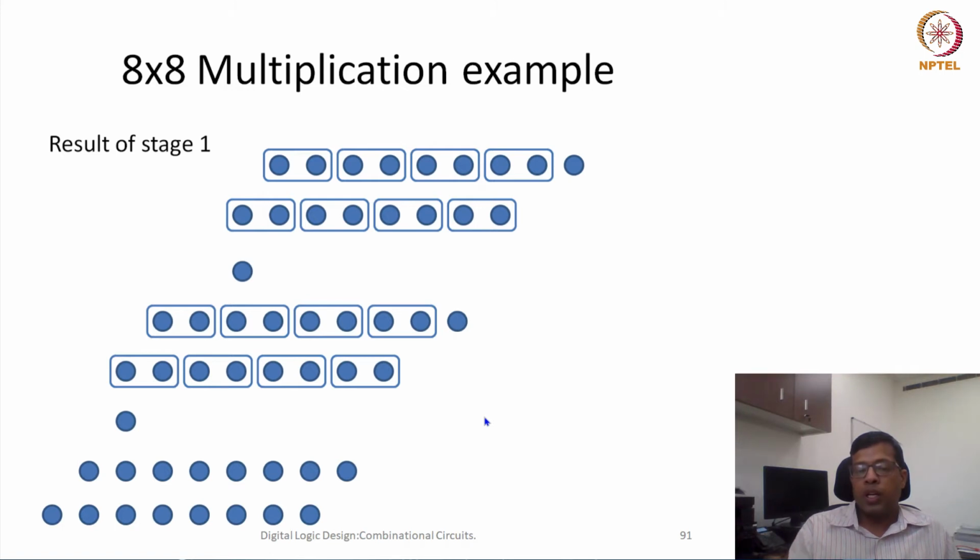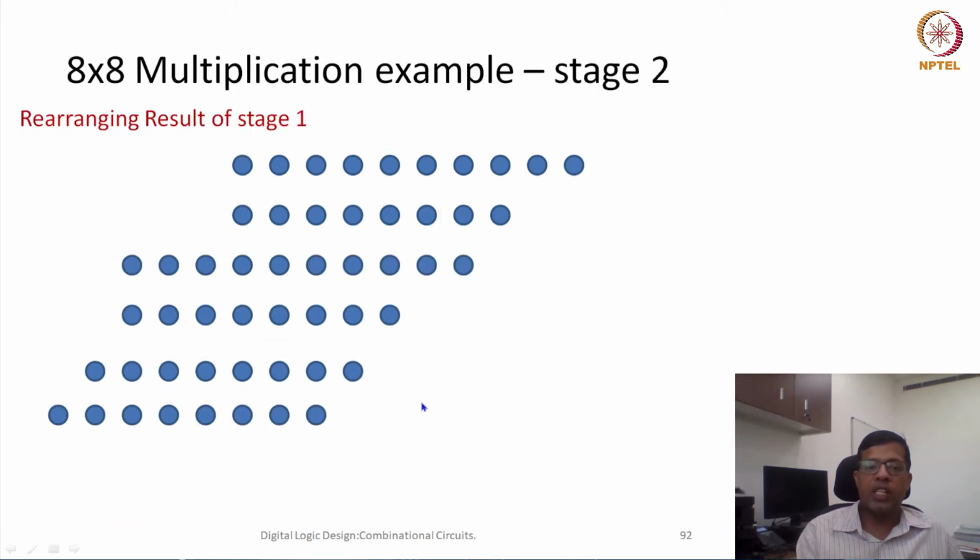Okay, so now we can reorganize this result. For example, we can shift this dot from here to here, we can shift this dot from here to here. So if we reorganize, it looks something like this. So we'll have a total of 6 rows, and now again we can go ahead and group them. So we can find out in this stage 2, after rearranging, how we can do additions. So we can group these 2, we can group these 3.